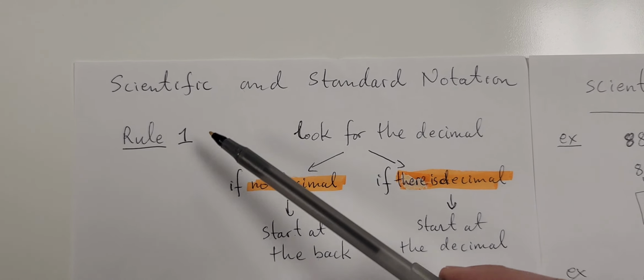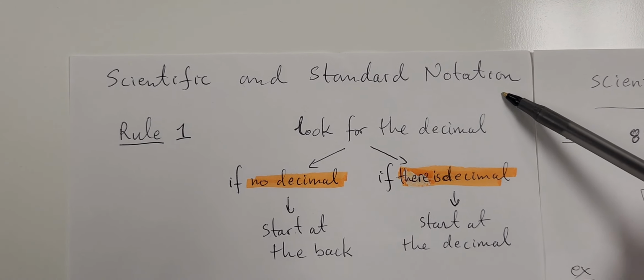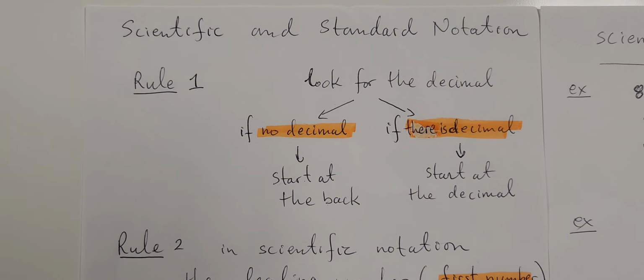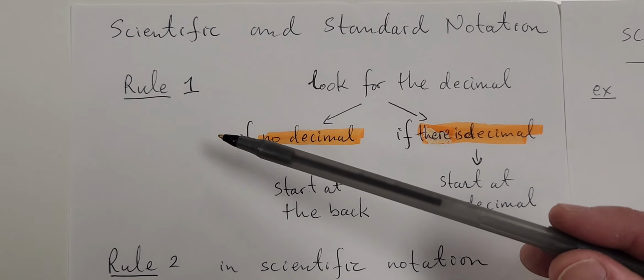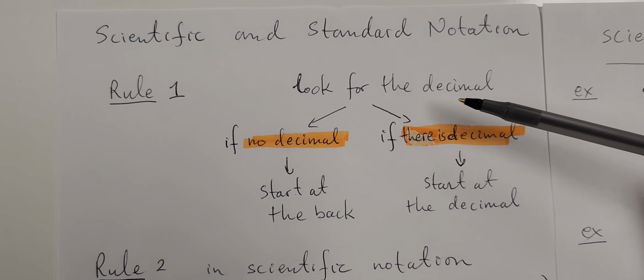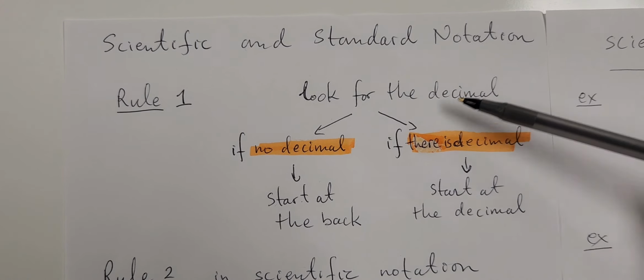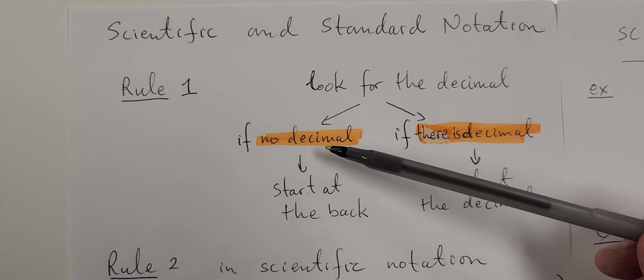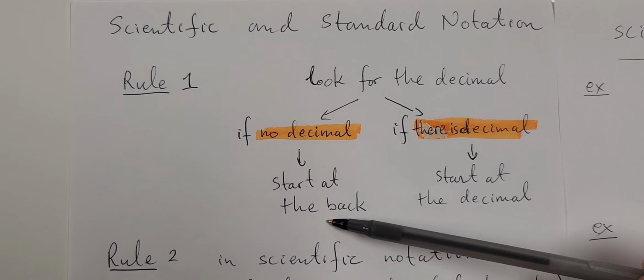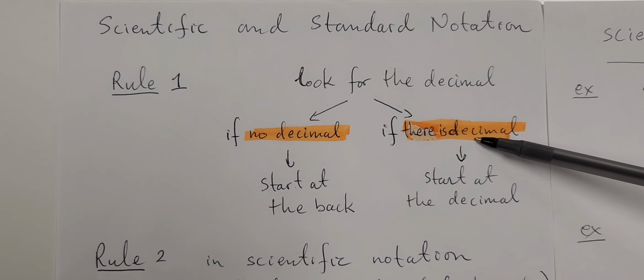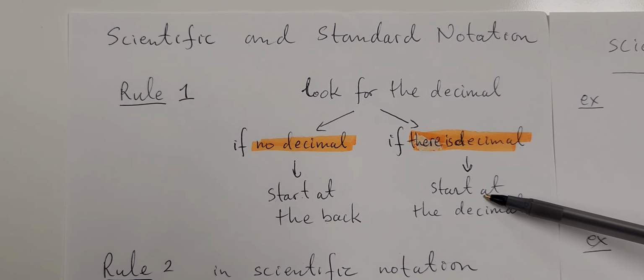This lesson is on scientific and standard notation. We have two rules to follow. Rule number one: we look for the decimal. If there is no decimal, then we start in the back. If there is a decimal, then we start at the decimal.